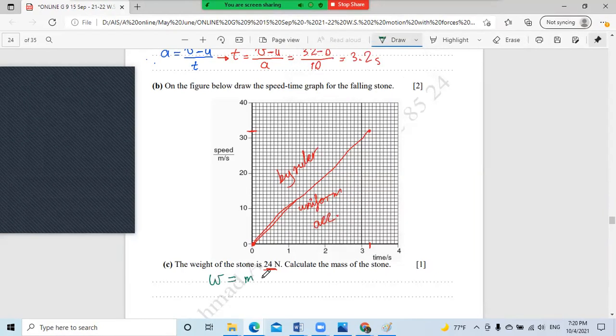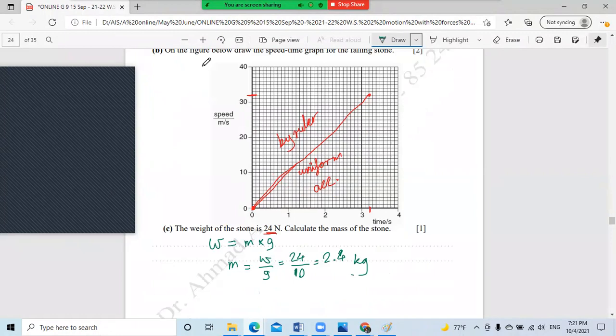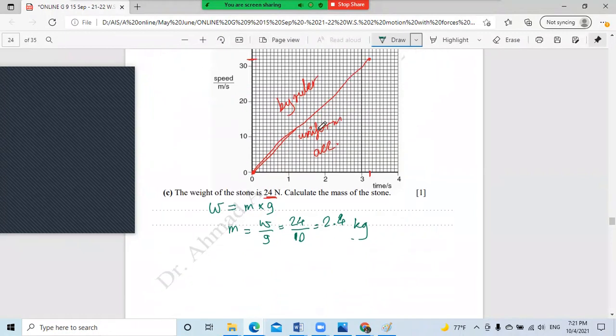Weight equals mass times gravity, which is 10. So mass equals weight divided by gravity. So 24 divided by 10, and it will be what? 2.4 kilograms. It will be 2.4 what? Kilograms. Okay? We divide by 10, not multiply by 10 to find the mass. Okay. Thank you Ibrahim, thank you Adham, thank you for all of you.